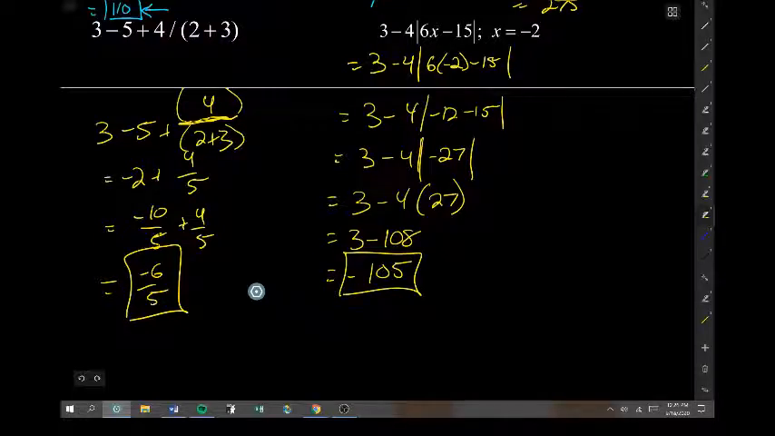Again, notice I didn't do 3 minus 4 ever. I never did 3 minus 4 to get negative 1.